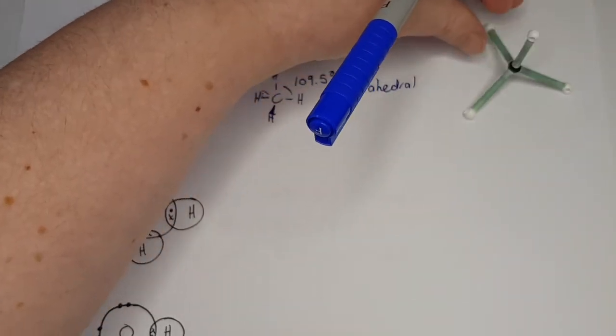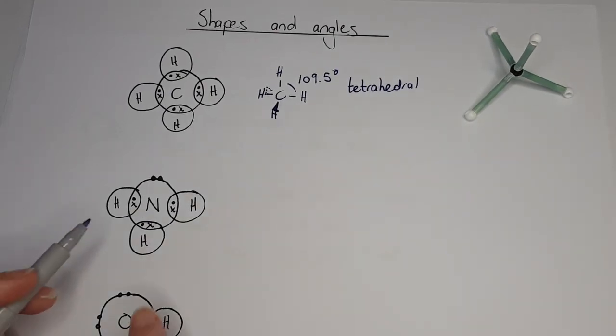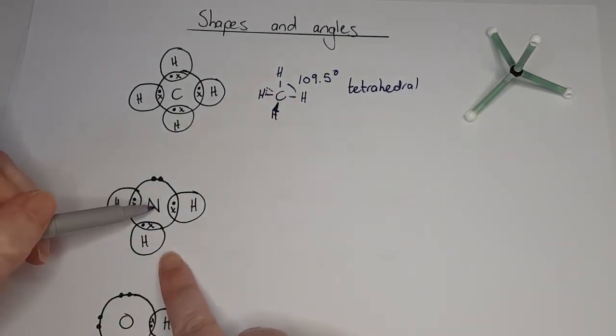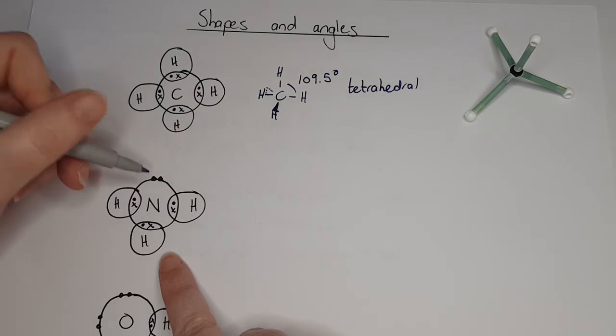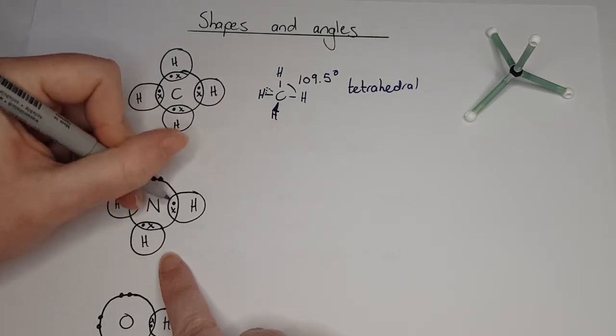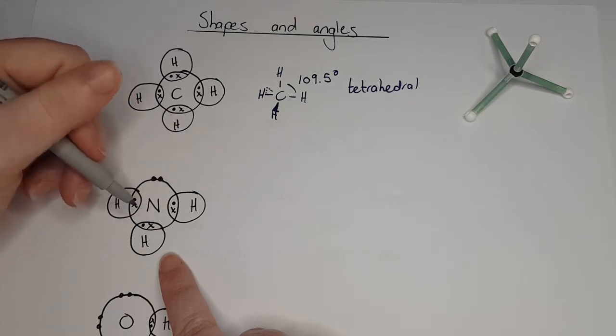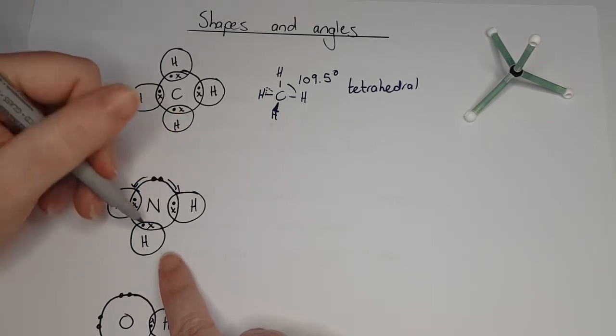So then, if I look at the next one, now I have nitrogen with 3 bonds and 1 lone pair there. This lone pair is going to have a much stronger repulsion, remember, than all the bond pairs. So this one is going to push these further down.